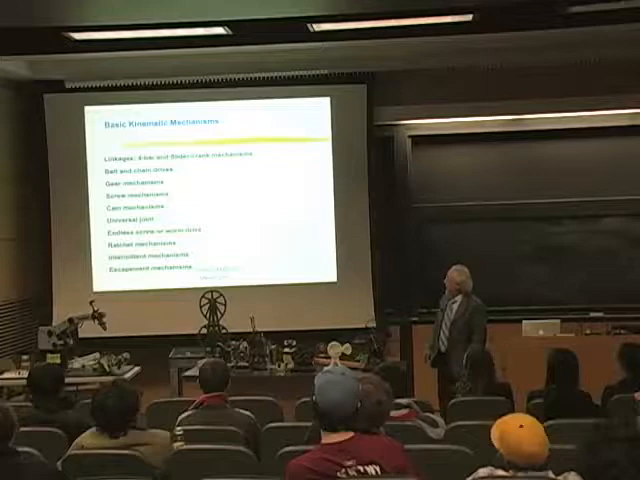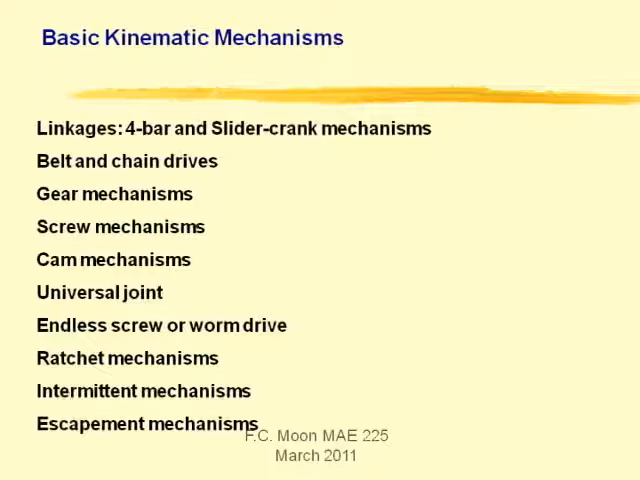The basic kinematic mechanisms, and maybe this is one of the questions we'll put on the quiz next week, is that, of course, there are hundreds and maybe thousands of different mechanisms, but some of the basic ones are the four-bar linkage, which we showed in this robotic gripper, the slider crank, which is in most engines, belt and chain drives, gear mechanisms, I just went over that, screw mechanisms. And one of the ones here is a universal joint.